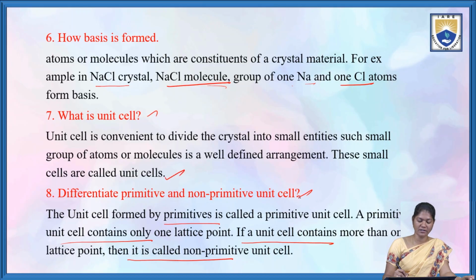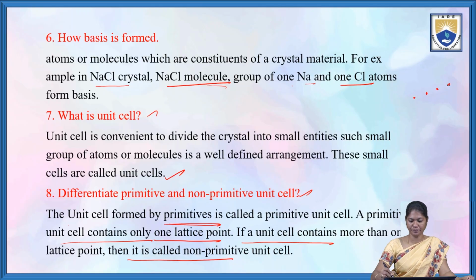Differentiate a primitive and non-primitive unit cell. The unit cell formed by primitives is called a primitive unit cell. A primitive unit cell contains only one lattice point. If a unit cell contains more than one lattice point, then it is called a non-primitive unit cell.